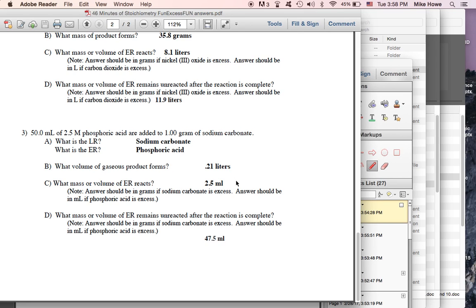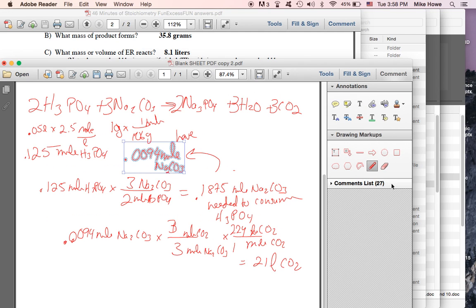Now, what mass or volume of excess reactant reacts? So we're going to find the volume in this case because the excess reactant was in solution. It's 0.05 liters of 2.5 moles per liter. To find that, we're going to need to take our limiting reactant again, which is our 0.0094 moles of sodium carbonate, and compare it to the phosphoric acid. So we have moles of sodium carbonate on the bottom. We have moles of phosphoric acid on top. And we know there are 2 for every 3.